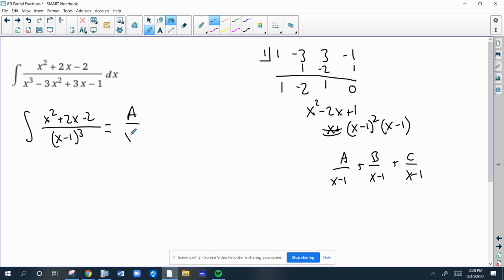A over x minus 1 would be the first partial fraction, and then plus, instead of going B over x minus 1 as well, square that factor. If it was just x minus 1 quantity squared, I'd be done. But now you keep going until you get to this 3. If it was to the 4th, you'd use more.